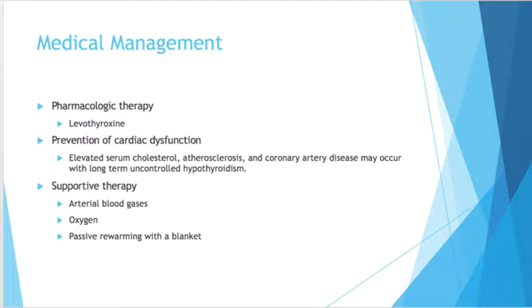And then there's supportive therapy. Again, supportive therapy is talking about when there is severe hypothyroid or myxedema coma. So with that, they're going to need arterial blood gases, oxygen, depending on their O2 levels, and then passive rewarming with a blanket. This is much more beneficial than active warming with heating pads and stuff. So you just want passive, slow rewarming, and you do so by putting blankets on them.